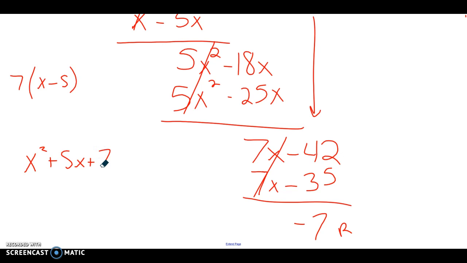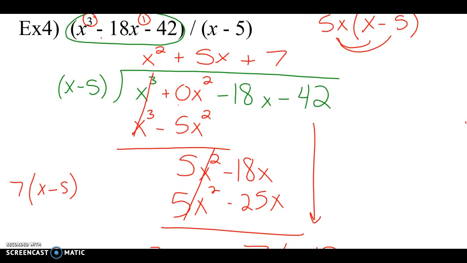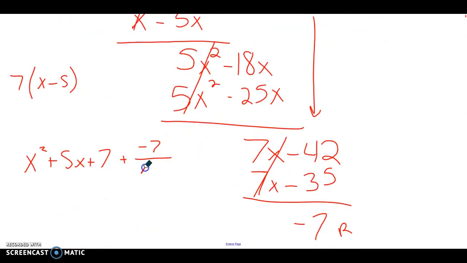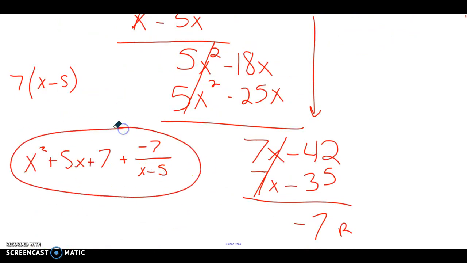But then we wrote the remainder over what we were dividing by, right? So I'm going to add another term. It's kind of like a little extra something at the end. So, negative 7 over x minus 5. Wow. Pretty, isn't it? Beautiful.